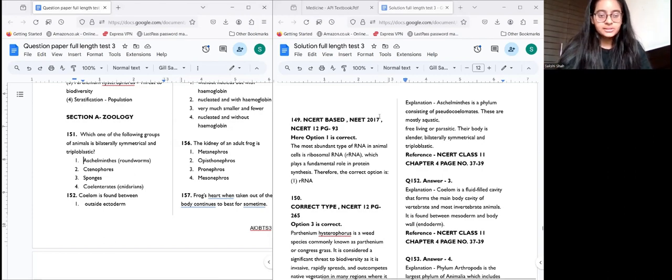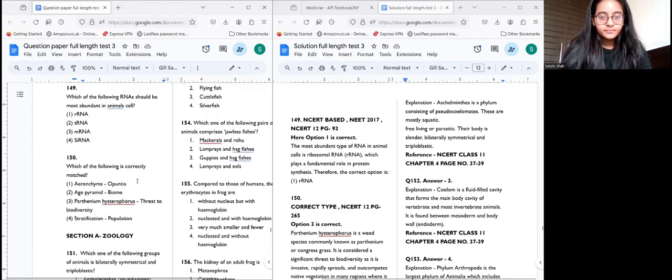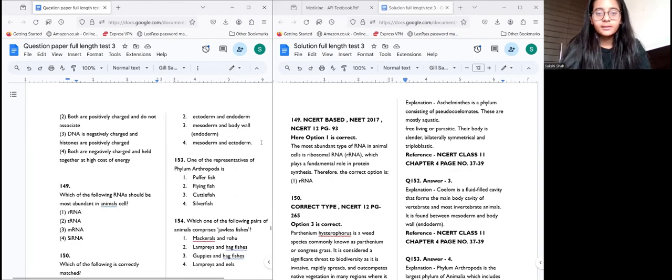Moving to the next question, coelom. Coelom is found between what? Outside the ectoderm, ectoderm and endoderm, mesoderm and body wall, mesoderm and ectoderm. Okay, a little confusing? No. Let's see. So the answer for 152 is the third one, which is mesoderm and the body wall.